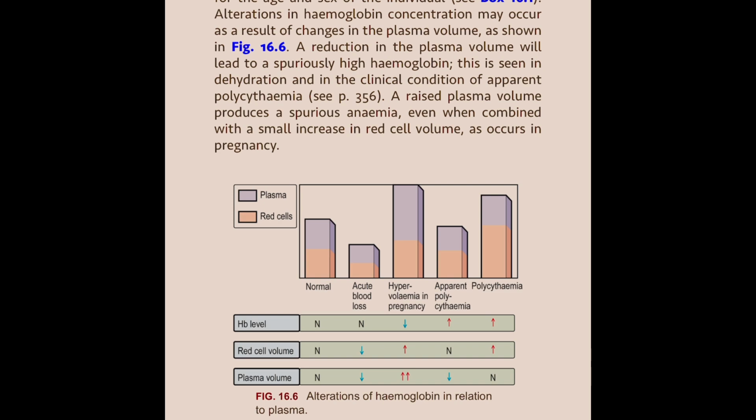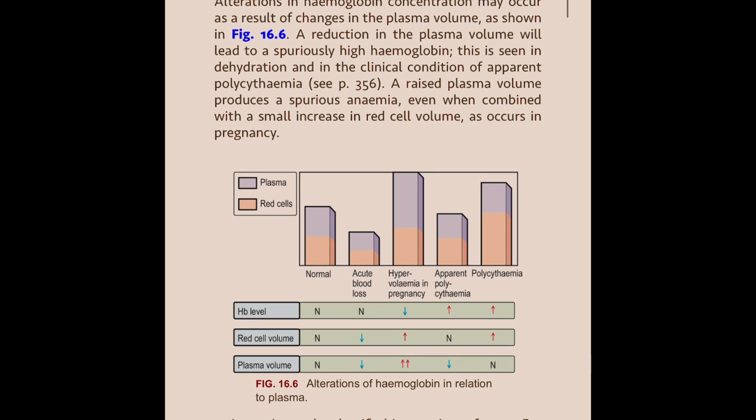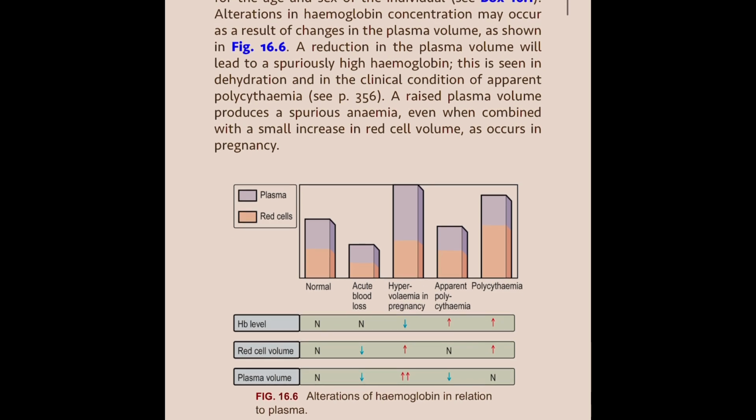Anemia, an introduction. Anemia is present when there is a decrease in the hemoglobin in the blood below the reference level for the age and sex of the individual. See box 16.1.